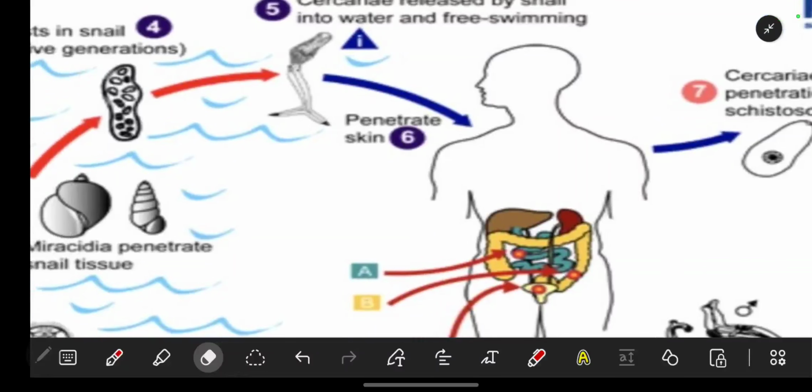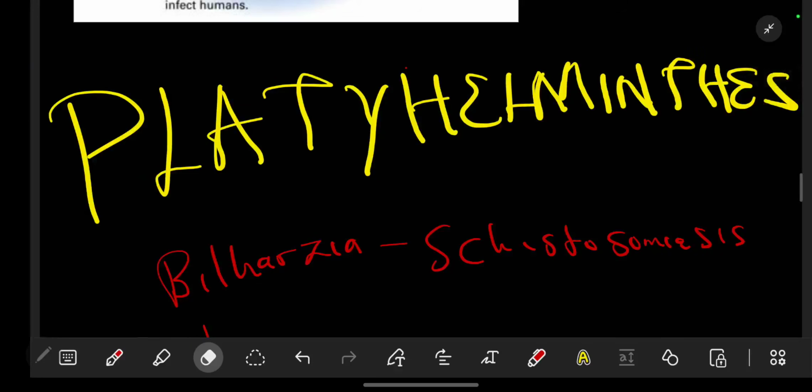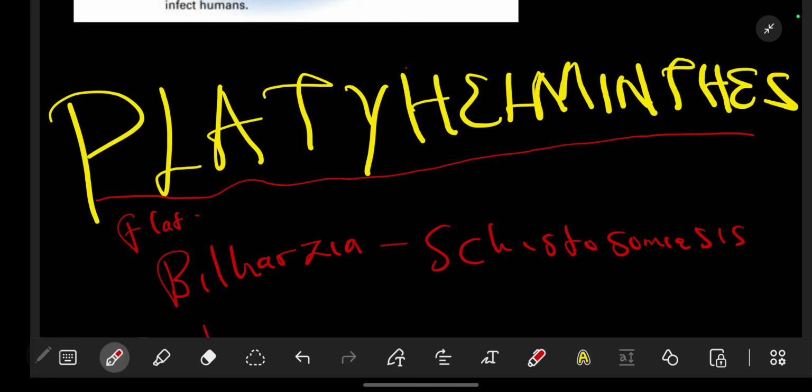So here today we are going to look at the phylum Platyhelminthes. This phylum is known for having a lot of parasites. These parasites are mostly able to cause diseases. The examples that are here are the flatworms. We have the blood flukes. So these are some of the examples that belong to the phylum Platyhelminthes.